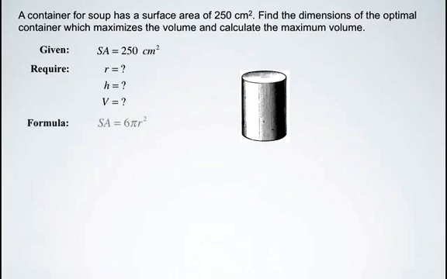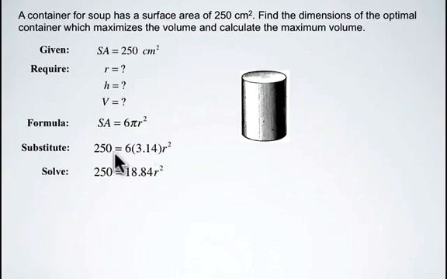The formula we're going to use is that the surface area is 6 pi r squared, and we'll substitute in the values that we know. We know that the surface area is fixed at 250 centimeters squared. We're going to use pi as being 3.14, and our radius, well, we're not sure what it is. That's what we're going to try and solve for. So if we solve this, we have 250 equals 6 times 3.14, which is 18.84, r squared.